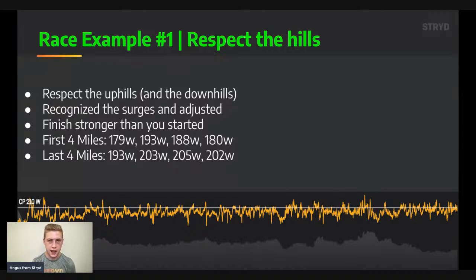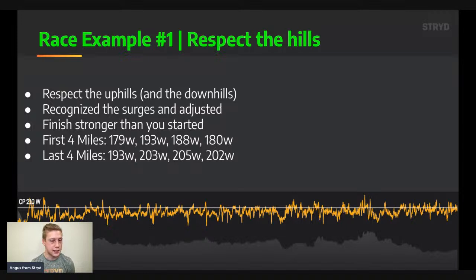So the runner here respected the uphills and downhills. They recognized the surges and adjusted. You can see here at the beginning of the race, on that first downhill, they ramped down the power target. They were very patient. But as soon as they picked up that speed and hit that first uphill, they quickly surged over critical power. And as I mentioned, all striders know this is very dangerous. You can't run over critical power over the course of a marathon for very long.